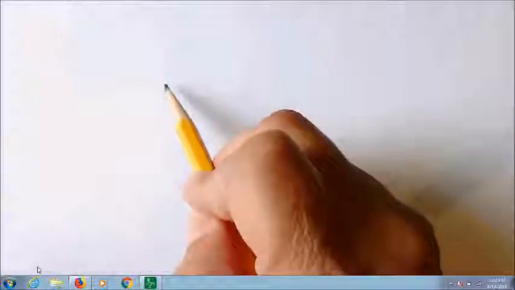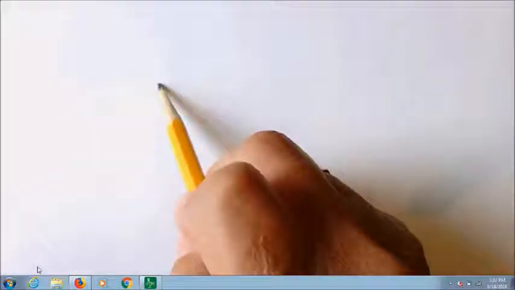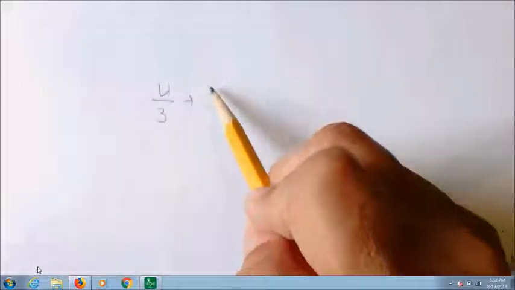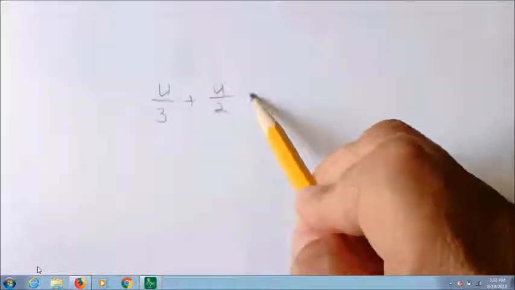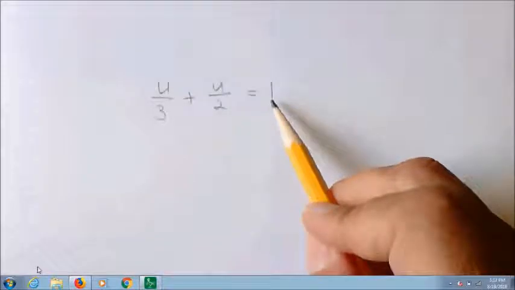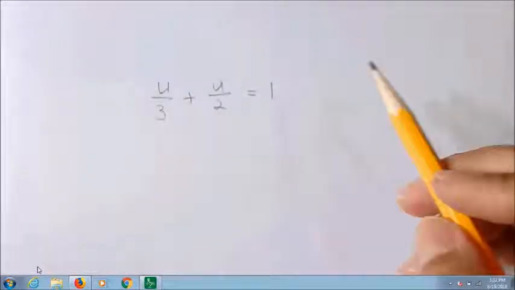Okay, now I'm going to do 2 more examples, and with each one we're going to increase the difficulty just a little bit. So here's your example 3. I'm going to use a new variable u, and now 2 fractions on the left side and a whole number on the right side. Now we already know that this whole number 1 is really just 1 over 1.